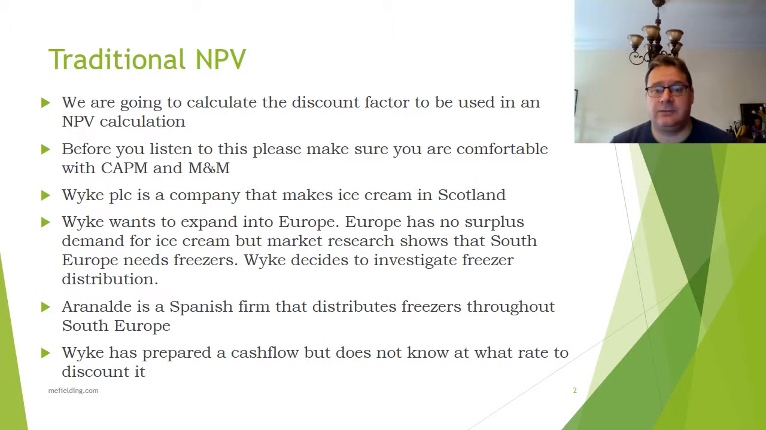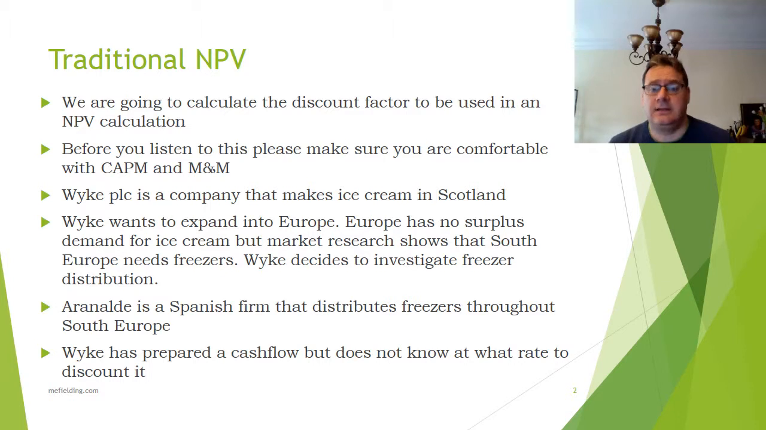Arinaldi will have an equity beta. Now, please watch the capital asset pricing model; you will know what an equity beta is. The equity beta of Arinaldi will reflect the market risk of distributing freezers in South Europe, and it will reflect the gearing risk of Arinaldi's own gearing structure. Those are the two things you've got to get around your head. It's really critical, because if you get the logic of what those two models are saying, it's actually easy after that.